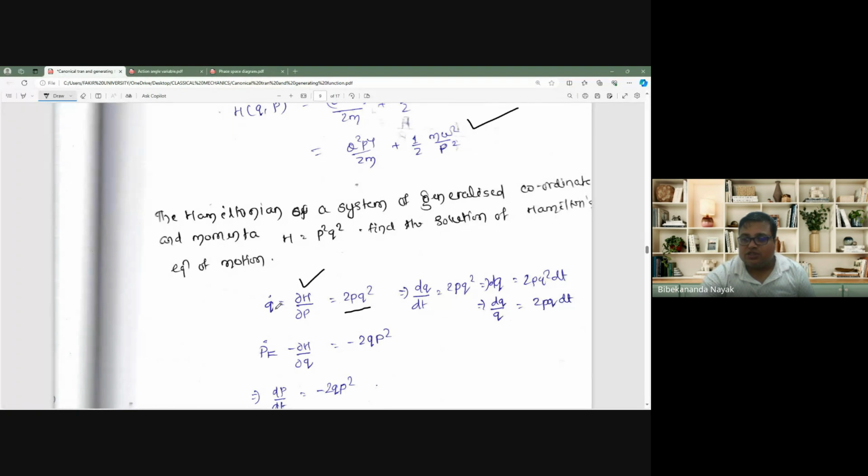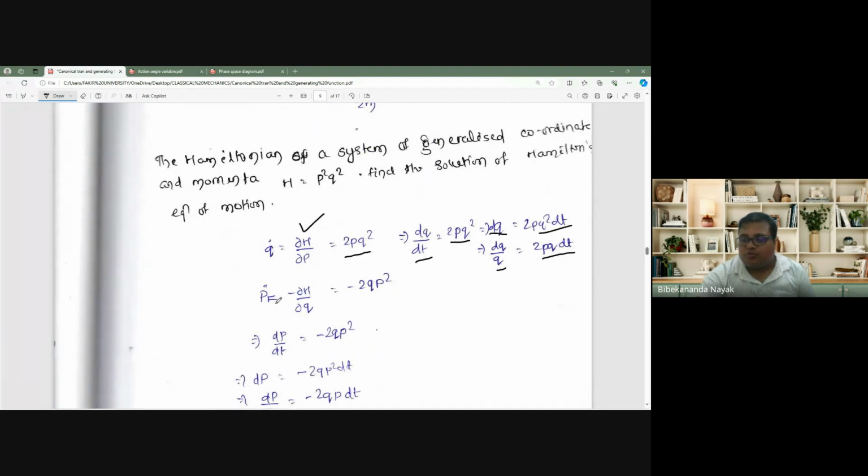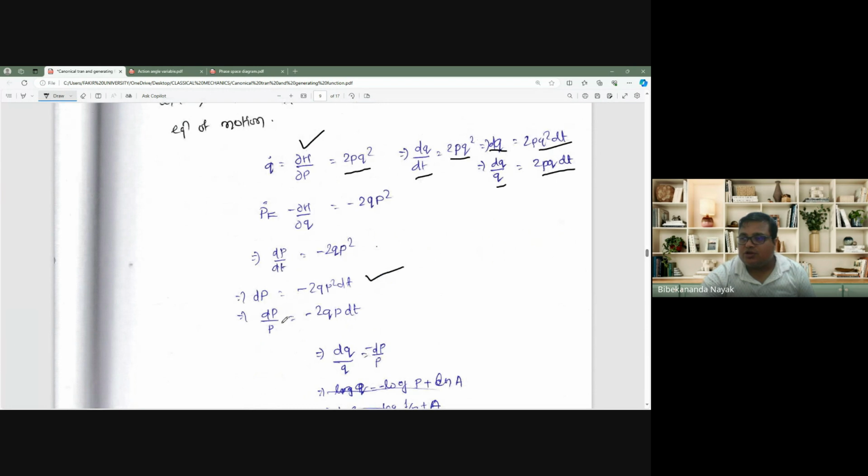But q dot means dq by dt. So dq by dt is equal to 2pq square, dq is equal to 2pq square dt, dq by q is equal to 2pq dt. Okay. From the other equation, p dot is equal to minus del H by del q, and taking the derivative, it is minus 2q p square. So dp is equal to minus 2q p square dt, so dp by p is equal to minus 2qp dt.